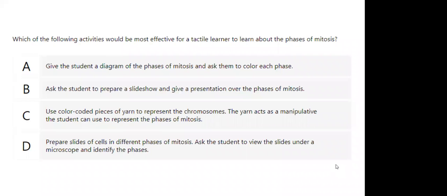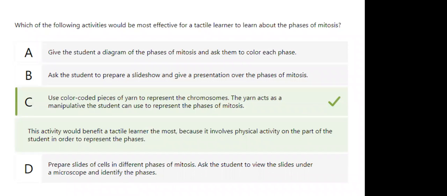And the correct answer would be C, because we know a tactile learner needs to be able to touch. That is going to help that student actually retain the information they're supposed to learn when they're actually able to use their hands, their fingers, their face, their feet, some part of their body to engage in the learning. So C would be the correct answer. It involves a physical activity.